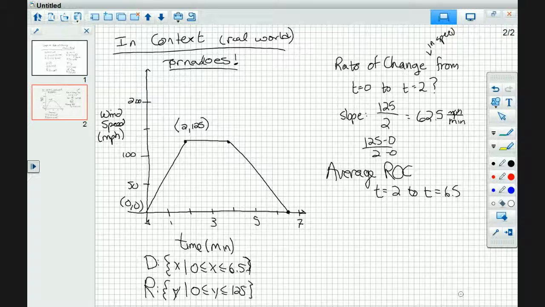You can still count. What, 125, right? Down 125 to the right. Start at 2 and go to 6.5. 4.5. Yeah. So if you divide that out, what do we get?